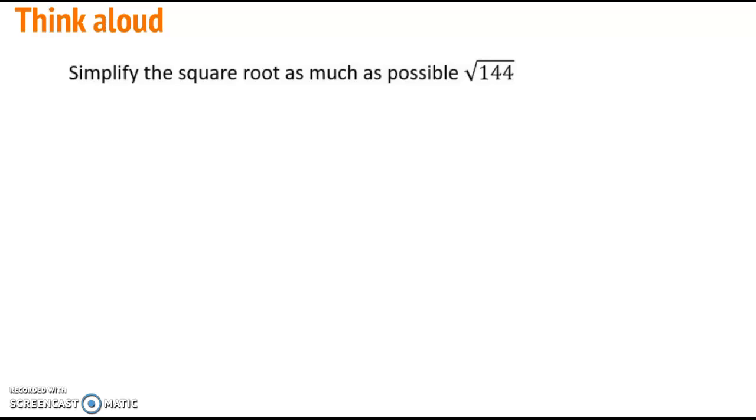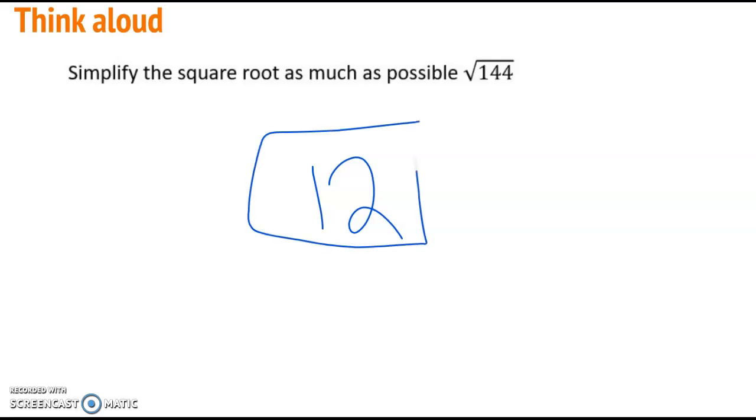A square root basically is telling me two numbers that are the same multiplied to get the number inside. For example, I have the square root of 144. What number multiplies by itself to give me 144? Oh, that is just the number 12. So I know 12 times 12 gives me 144. So that means the square root of 144 is just 12.